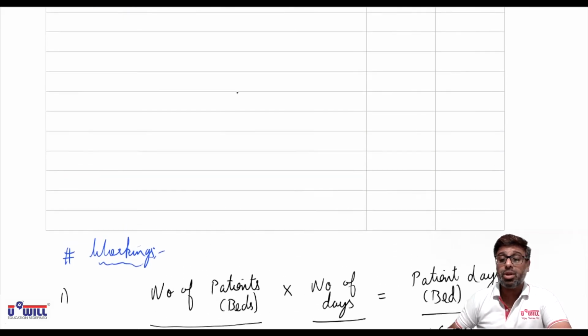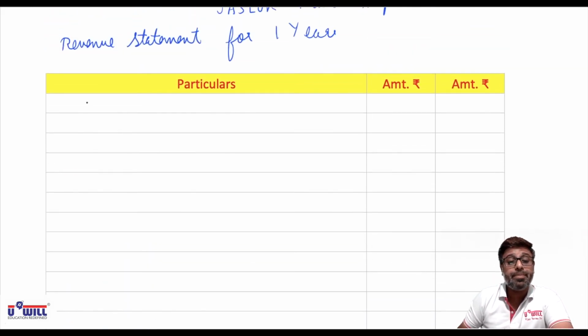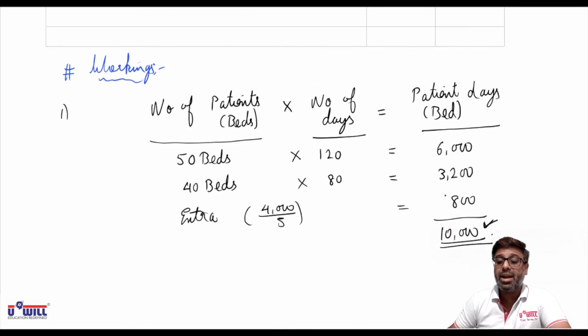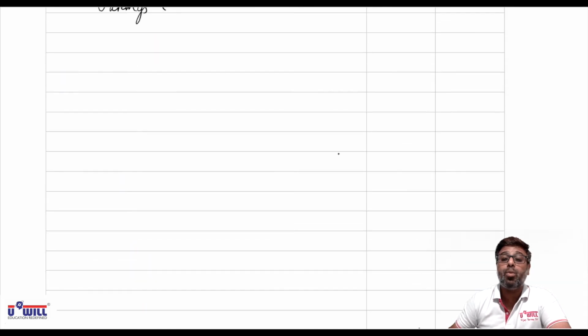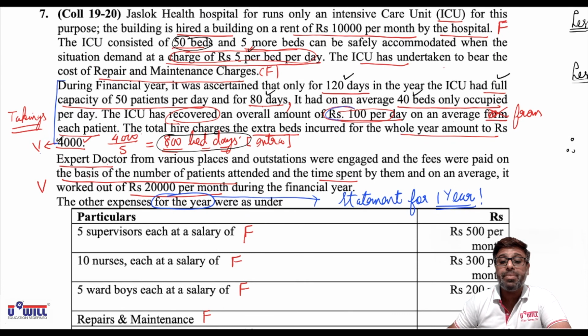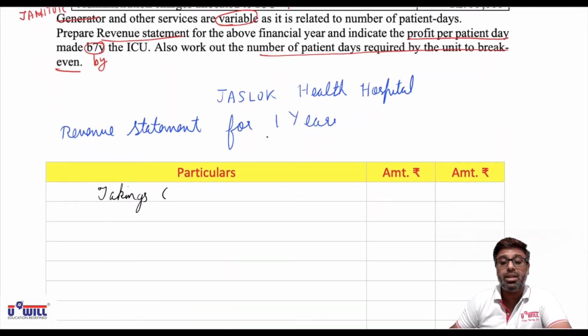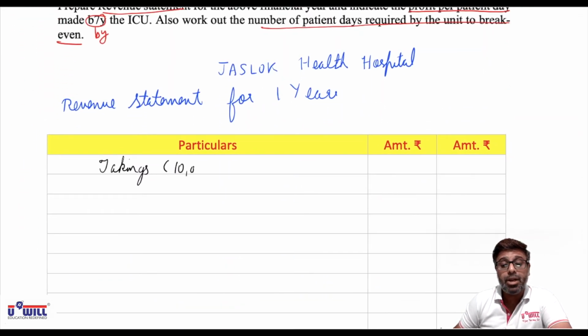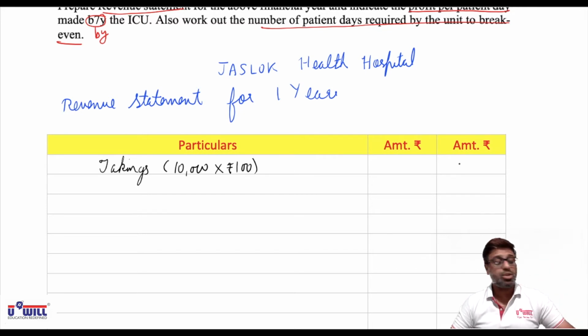Okay, so now let us start our statement. As we discussed, how will we make our statement? We'll start with takings. Now, what are the takings? Total on an average 10,000 patients are coming in 1 year, and you all can see here the ICU has recovered 100 rupees per day on an average from each patient. So 10,000 patient days into rupees 100. What is the total revenue recovered or takings of the hospital? 10,000 into 100, that is 10 lakh rupees.